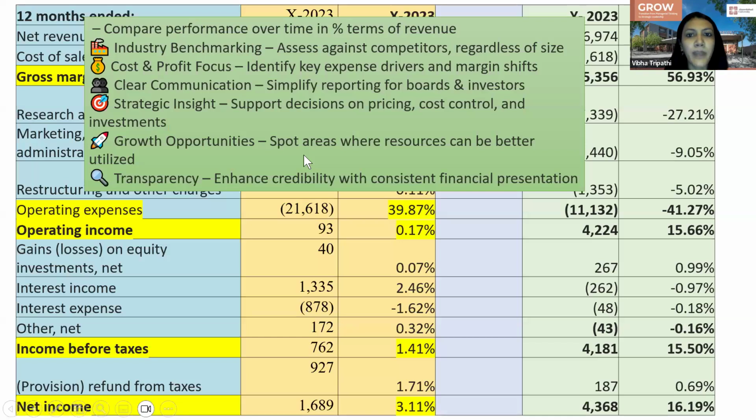And let us now compare individually. Mehak, are you able to see the screen, right?